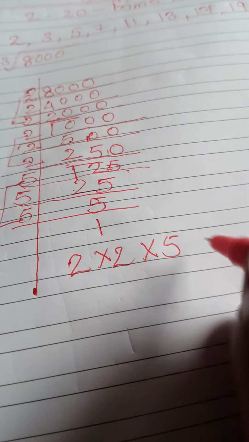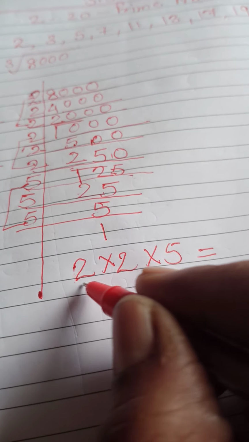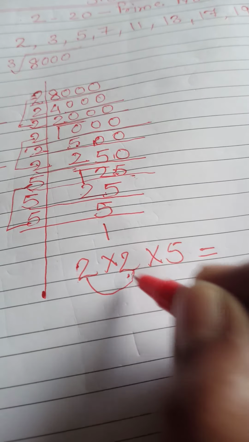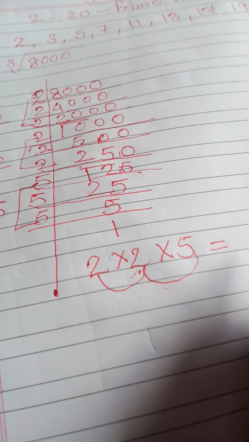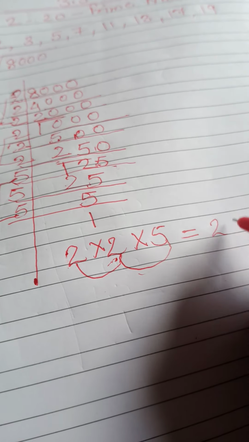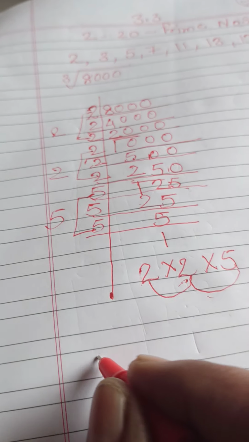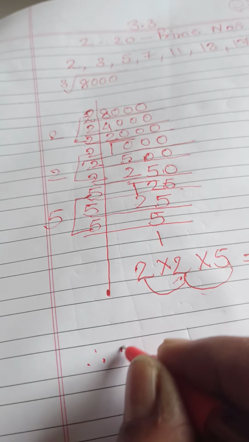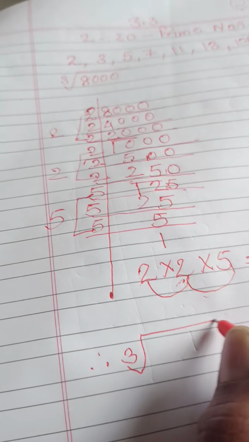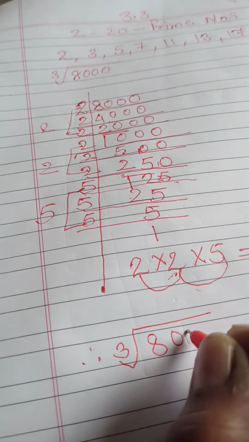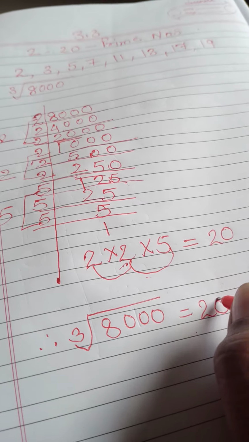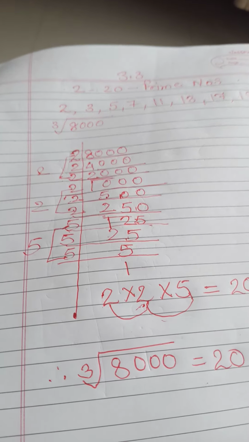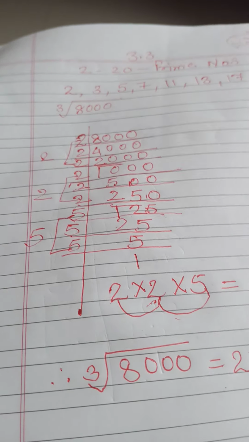So what's the answer for this? 2 2s are 4 and 4 5s are 20. So here you will have the number 20. So finally your answer will be: therefore the cube root of 8000 is equal to 20. So this way you can find the cube root. So we'll go for the next sum now.